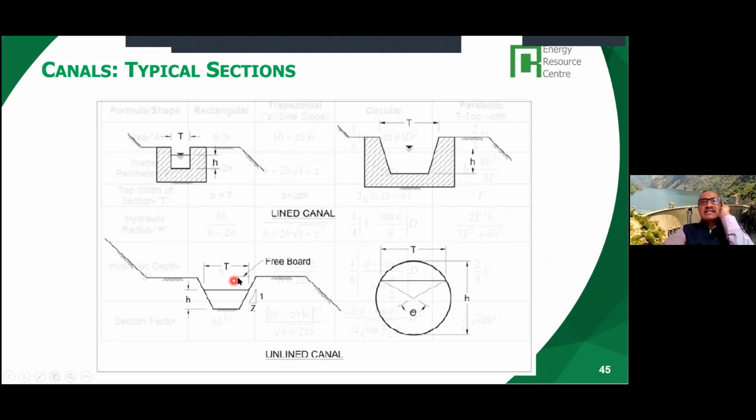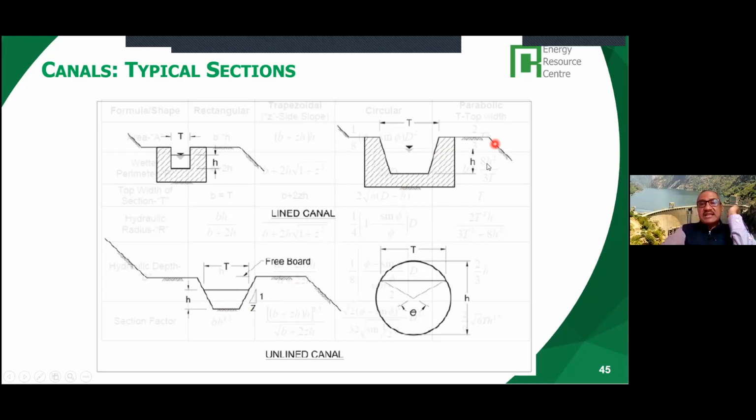And unlined canals will also be normally trapezoidal. Now, the only difference between lined canal and unlined canal is that in the lined canal, the side slope can be a little bit steep, but in the unlined canal, you have to maintain a slight slope. Otherwise, there will be erosion. So this is the difference.